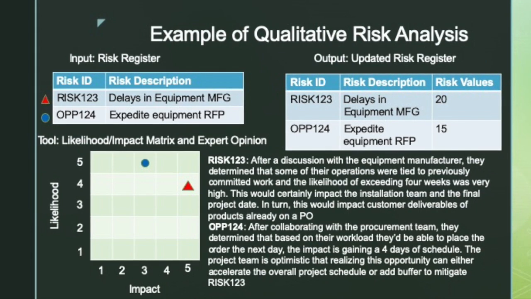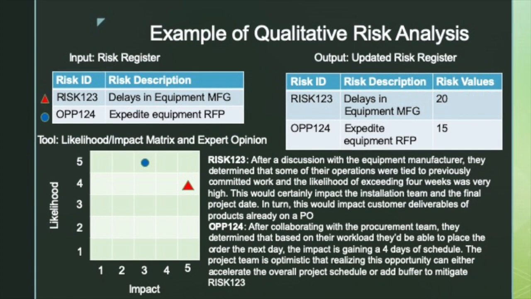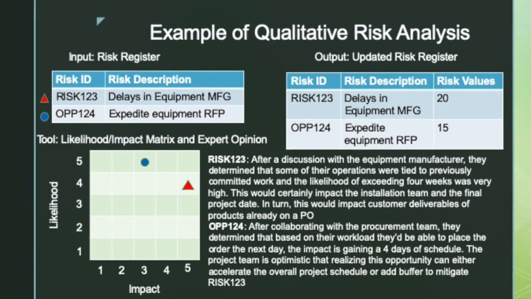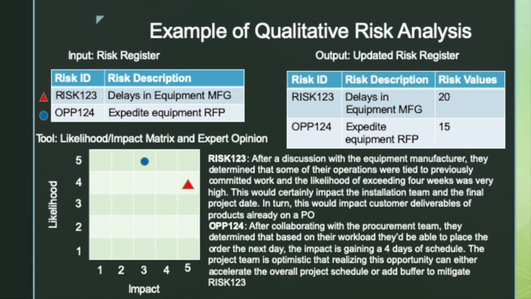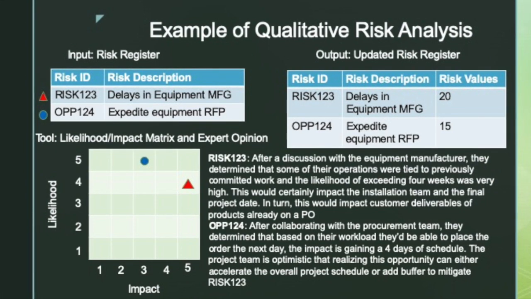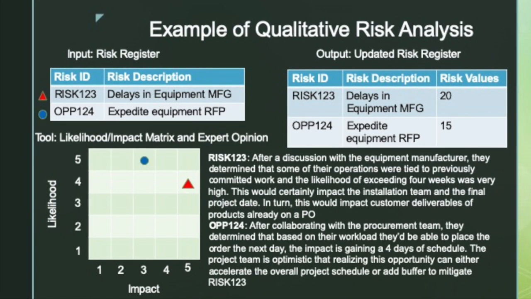In the case of opportunity 1, 2, 4, after collaborating with the procurement team, they determined that based on their workload, they'll be able to place the order the next day. The impact is gaining 4 days of schedule. The project team is optimistic that realizing this opportunity can either accelerate the overall project schedule or add buffer in order to mitigate risk 1, 2, 3.